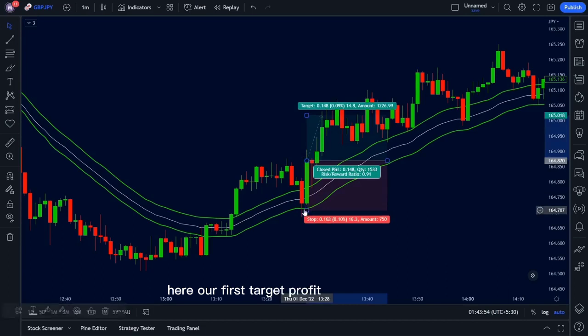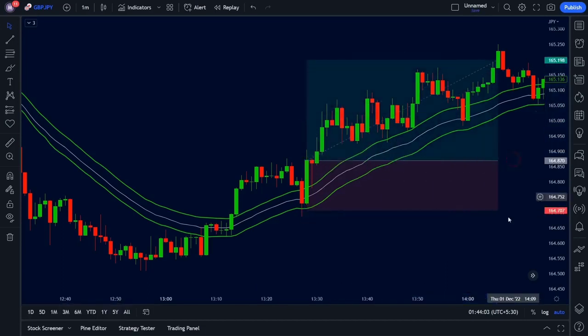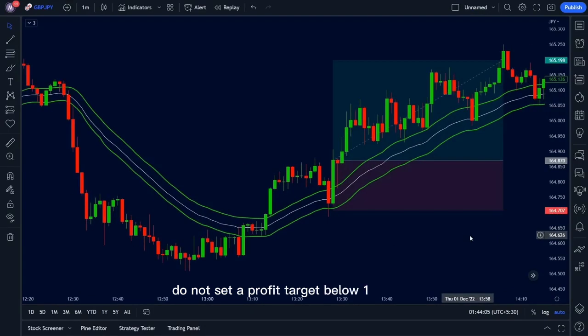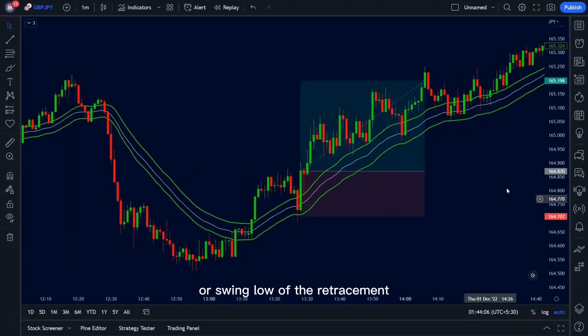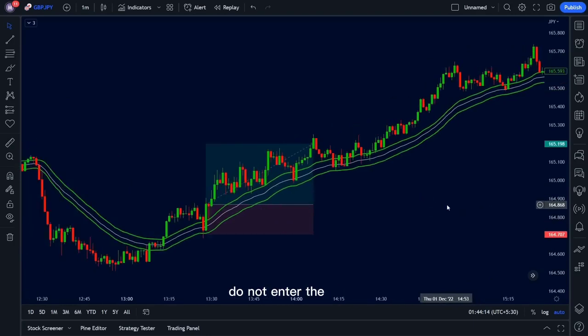Here our first profit target will be 1:1 and the second profit target will be 1:2. Do not set a profit target below 1:1 and above 1:2. Now, the stop loss goes below the lower moving average line or the swing low of the retracement. Even so, if the stop loss is too far away, do not enter the trade.